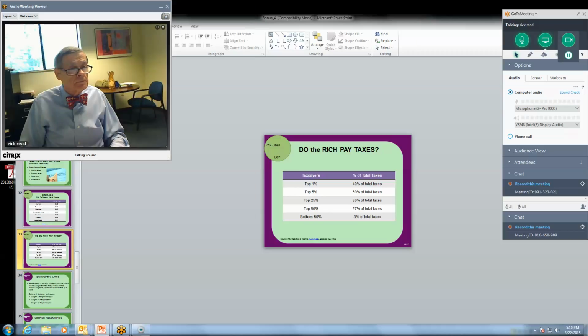This just asks if the rich pay taxes. In fact, they do. We just sometimes think that they don't.